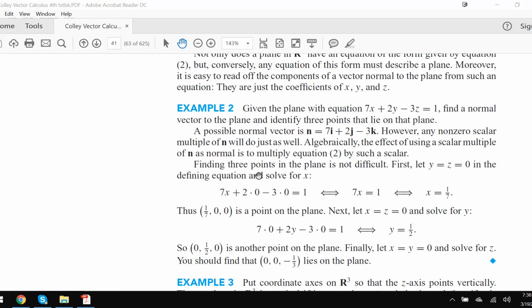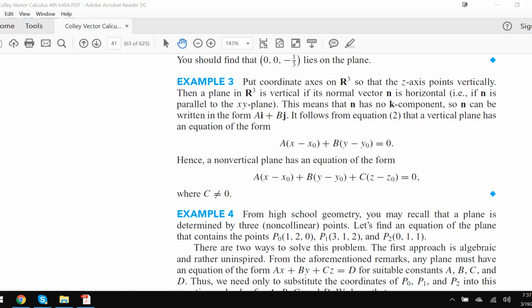Okay. Now we want to find 3 points in the plane. So we have this equation up here. They say let y and z equal 0. And we get 7x equals 1, so x equals 1/7, so that's 1 point in the plane. Next, let x and z equal 0 and solve for y, then we get that. That gives us another point, and you can get another point. So we got 3 points in the plane.